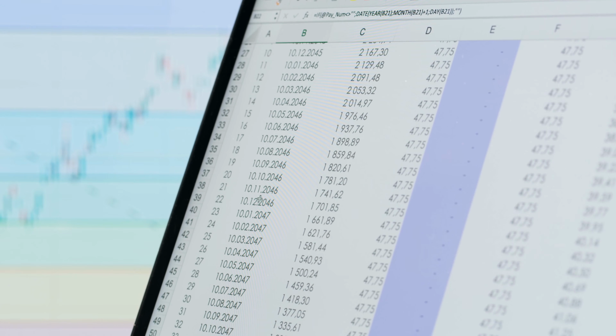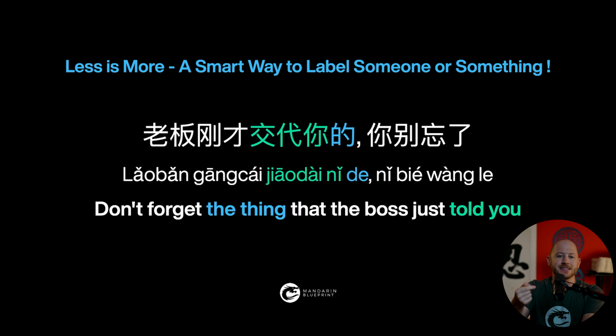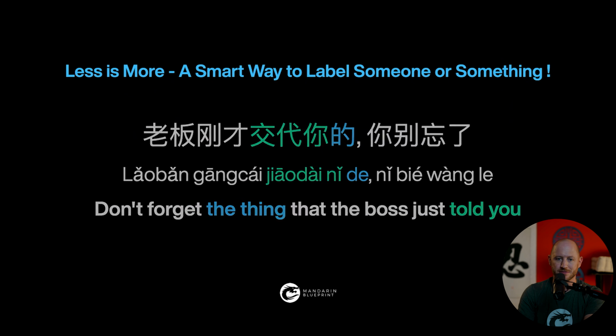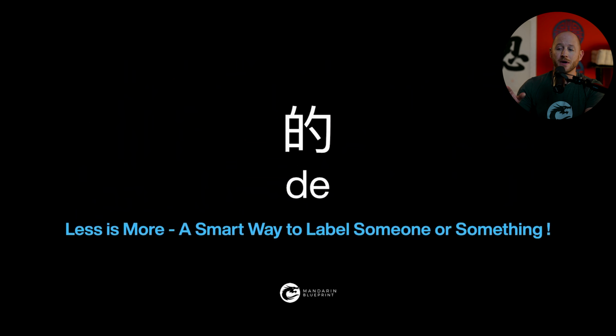What's implicated here is that there was a thing. There's some detail to what they told you to do. Maybe they told you to fill out this spreadsheet and put in all the numbers for this recent report or something like that. But you don't need to say all that. You can just say 交代你的. Way easier. And so this is how you can take a whole phrase and turn it into just a quick point with 的 and leave out so many details. So that's a smart way to label someone or something using 的.